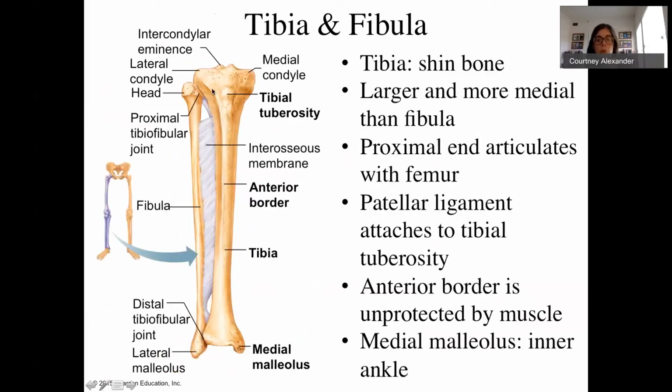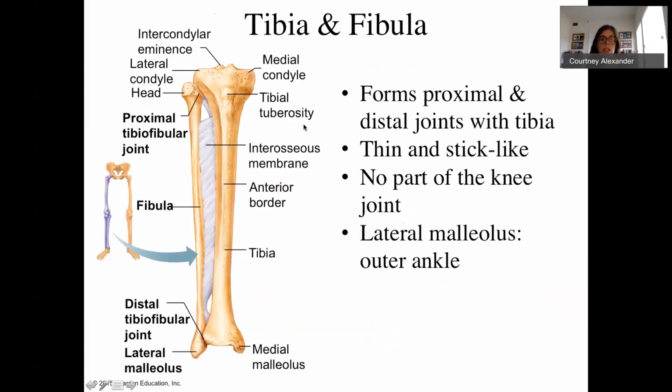The tibia is our shin bone. It is larger and more medial than our fibula. The proximal end articulates with our femur, and then the distal end is going to form our inner ankle with the medial malleolus. The anterior border is the ridge that you can feel when you run your hand down your shin, and the reason you feel it is because it's unprotected by muscle. We also have a tibial tuberosity, which is where our patellar ligament attaches.